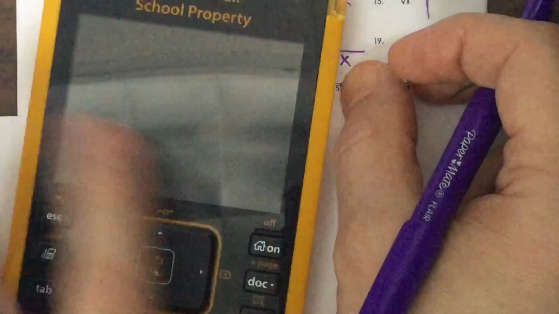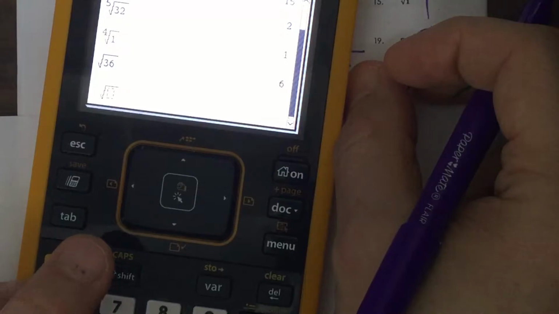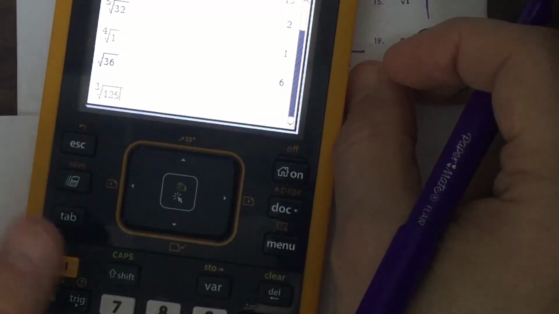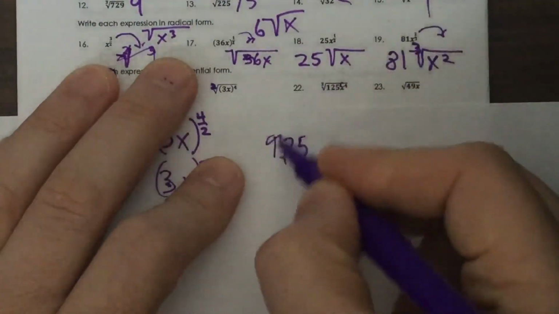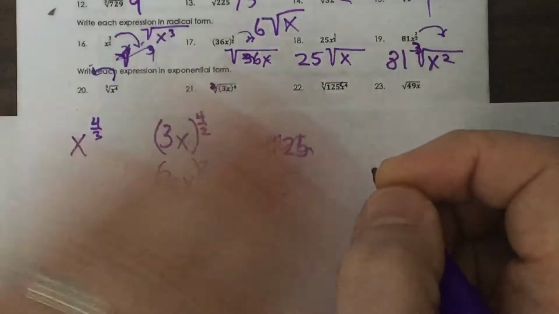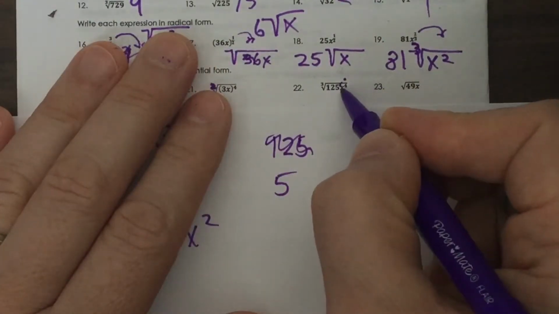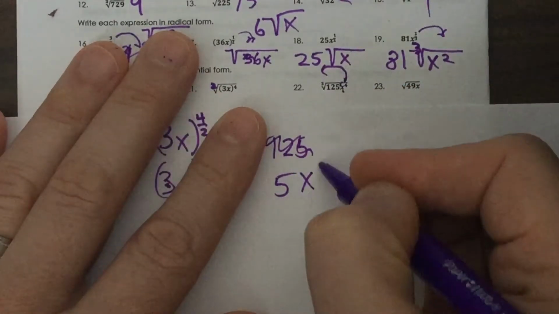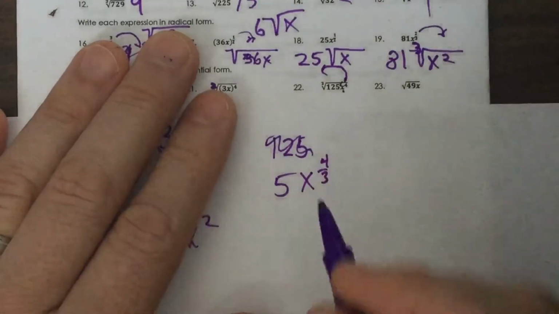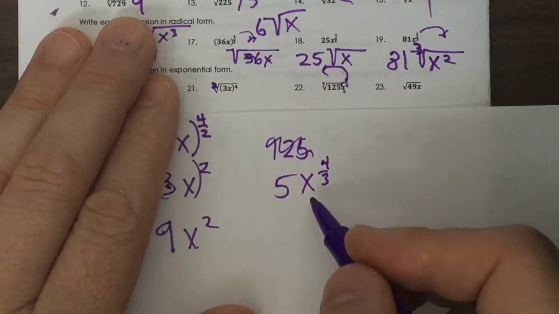So in the calculator, I'm going to type in cube root of 125. So control caret, cube root of 125. Oh, that gives me 5. So that made that part pretty easy. Now all we have to do with our picking up the tree is just for the x variable. The 4 goes up to the top, so we have x to the 4/3 power. So our answer for number 22 is 5x to the 4/3 power.